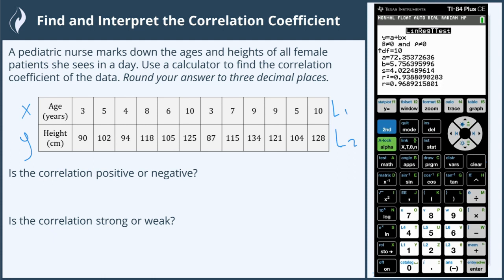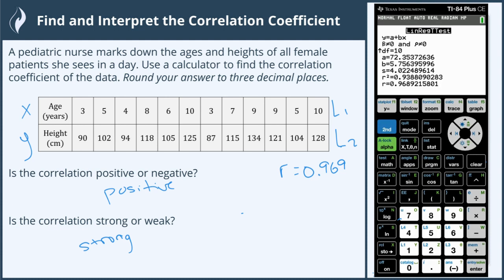So my R, my linear correlation coefficient for the sample, right? That's what R is for the sample. It is 0.969, basically, if we round. And obviously that's a positive number, so my correlation is positive. And I'm going to say it's strong. It's a very strong positive linear correlation.